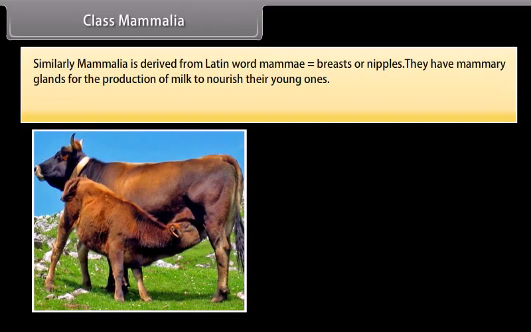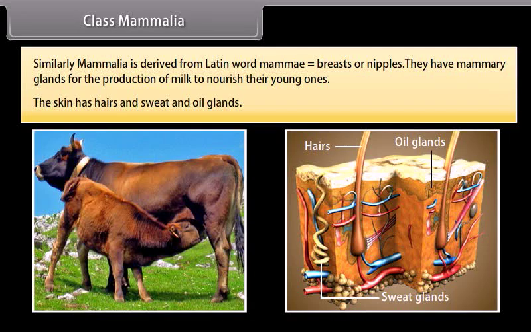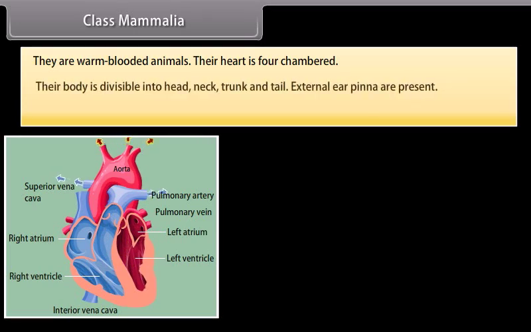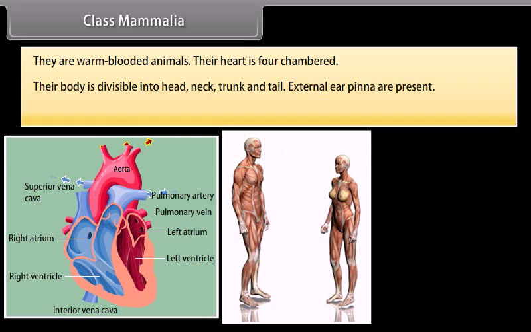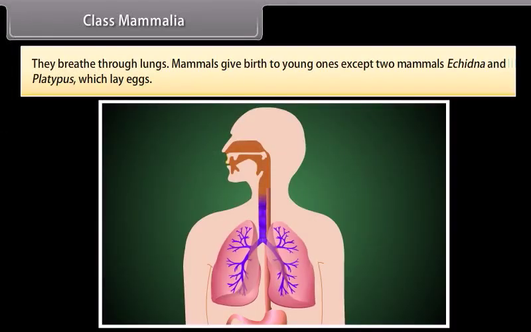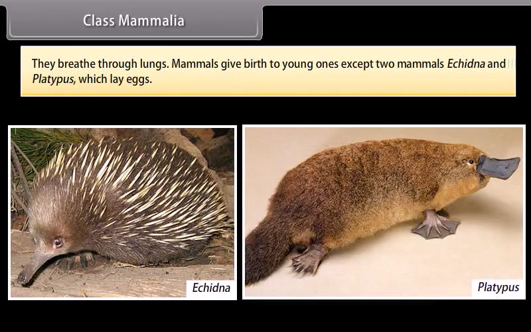Class Mammalia. Similarly, Mammalia is derived from the Latin word mamma, which means breasts or nipples. They have mammary glands for the production of milk to nourish their young ones. Their skin has hairs and sweat and oil glands. They are warm-blooded animals. Their heart is four-chambered. Their body is divisible into head, neck, trunk, and tail. External ear pinna are present. They have four limbs. Diaphragm divides the body into two cavities internally. They breathe through lungs. Mammals give birth to young ones except two mammals, Echidna and Platypus, which lay eggs.